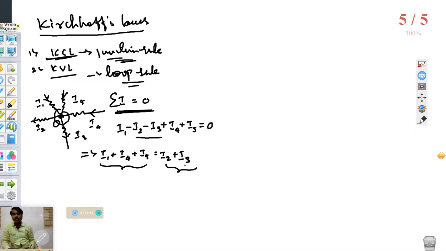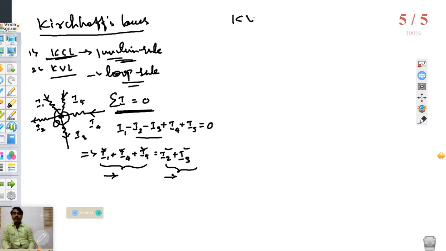Net current it is, irrespective of the value of I1, I2, I3, I4, I5, whatever it may be. So irrespective of all those values, the current entering the junction is equal to current leaving the junction. That is, KCL has been explained, a junction rule we can say. Okay, so in this case, again, sign conventions for the next, KVL.